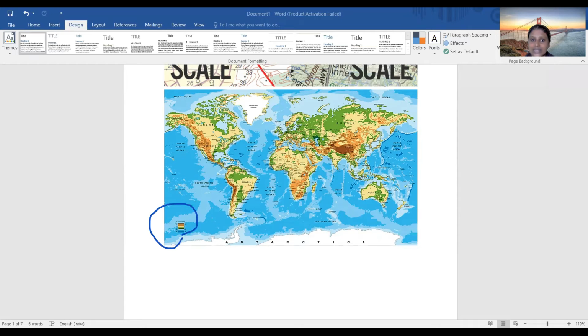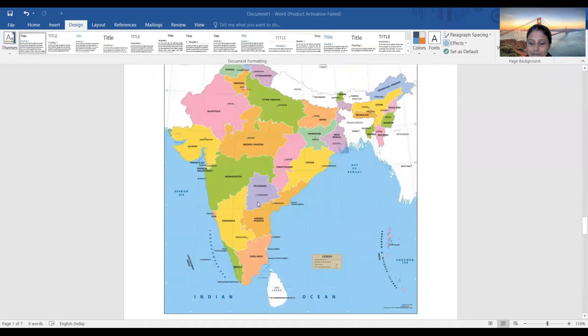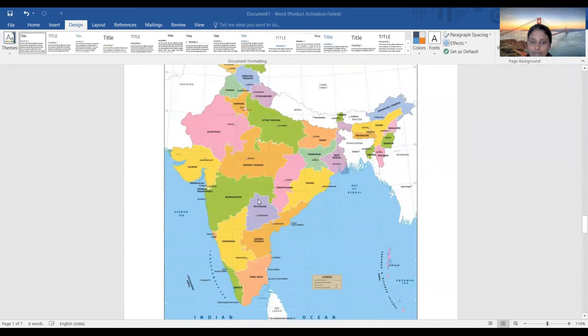Okay, my dear children. Next, let us look at the political map. Often you will be using this map, and it shows the states and the other countries inside the country or the world. So this is called the political map.